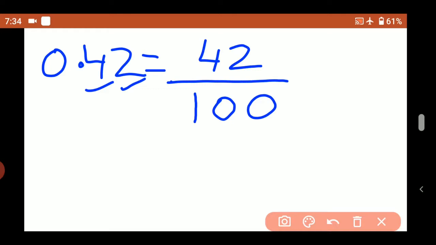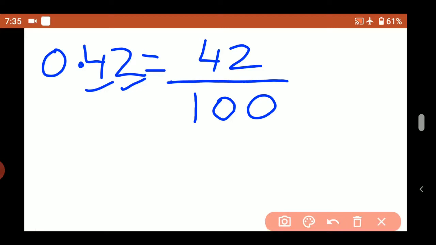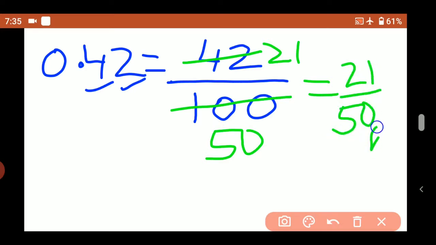But 42 by 100 is not in the lowest term. You have been told to convert it to fraction, means you should always give the answer in the lowest term. So you need to go for cancellation again. So you go to cancel it out. 2 2s are 4, 2 1s are 2, 2 5s are 10 and 0. 21 and 50 do not have any other common factor. So our answer is 21 by 50. This is our answer. So this is how you convert decimals into fraction. Let us do one more example to understand better.